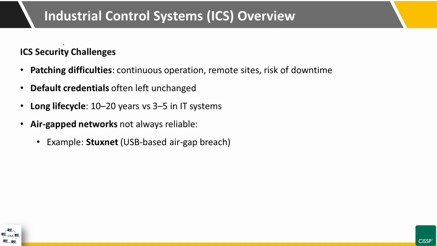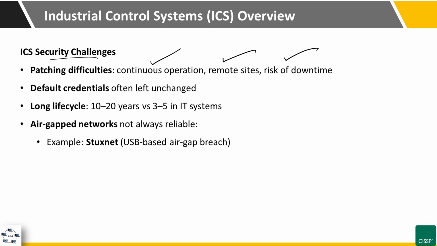Some industrial control system security challenges. First one is patching difficulties. The industrial control systems operate continuously without any break. They are almost always located at remote sites. For example, sometimes they may be offshore, and you cannot take the risk of downtime.